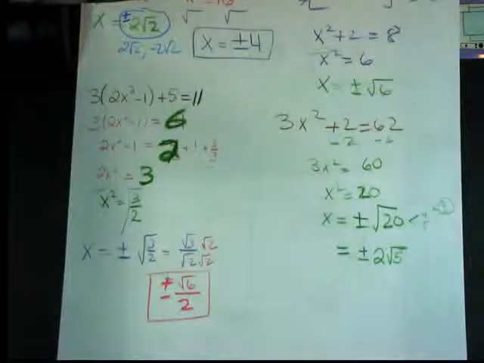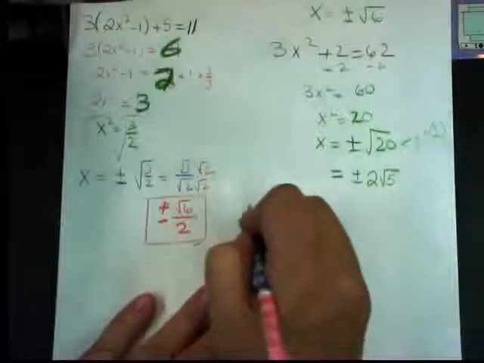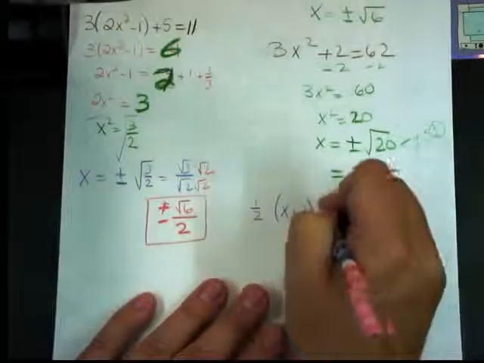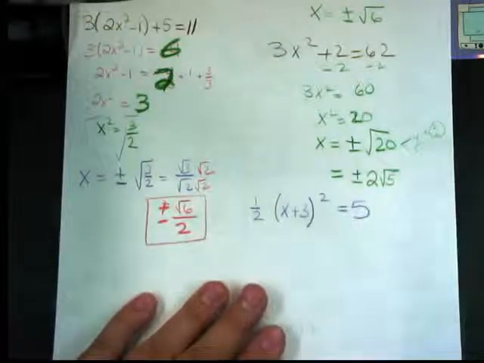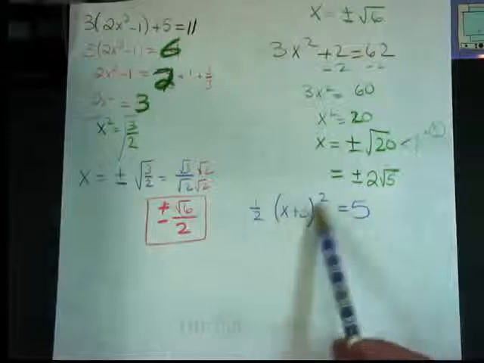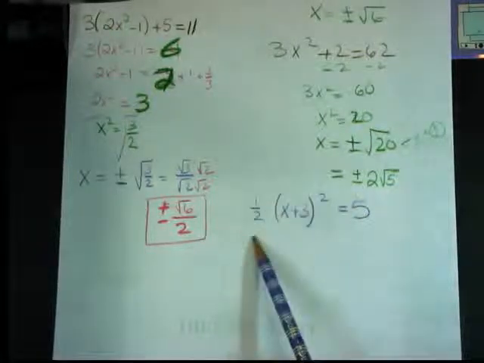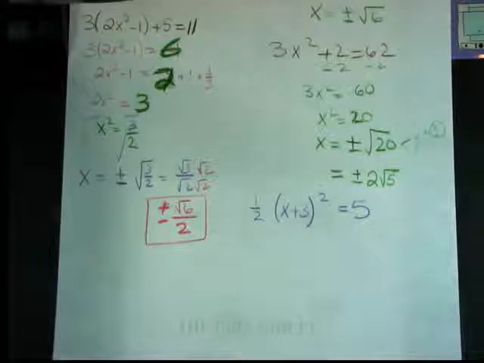All right, we're going to have one last one. 1/2 x plus 3 squared equals 5. Now notice this square is on the outside, so when I isolate the square, I'm really only getting rid of the 1/2. So pause the video, try it on your own, and come back, and I will walk us through the steps.